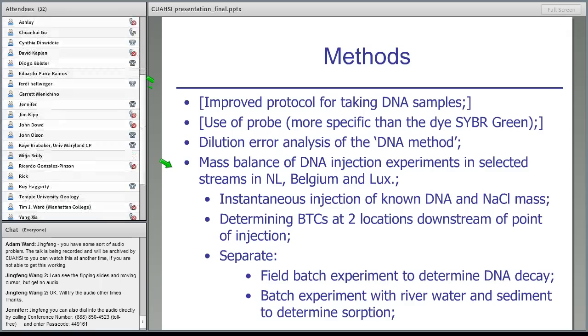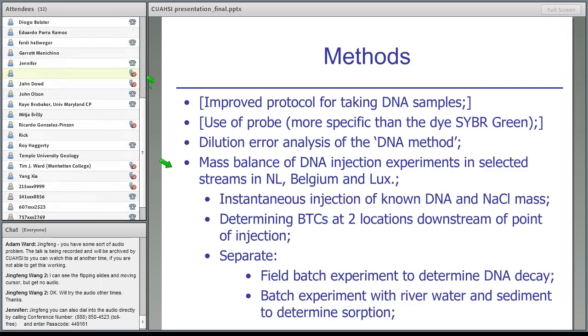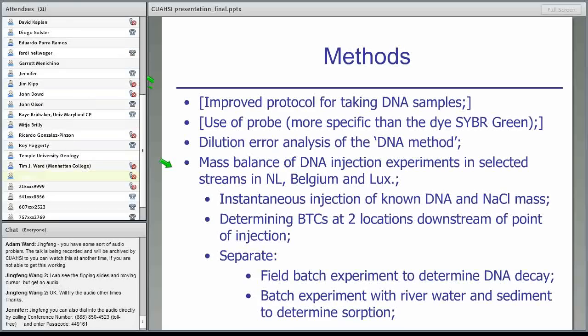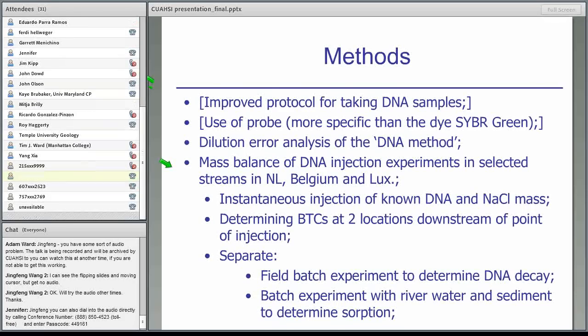And we did. The characteristics of those experiments were that it was an instantaneous injection of a known DNA and a known sodium chloride mass. And for each experiment included in this talk, we determined breakthrough curves of both DNA and sodium chloride at 2 locations downstream of the point of injection.